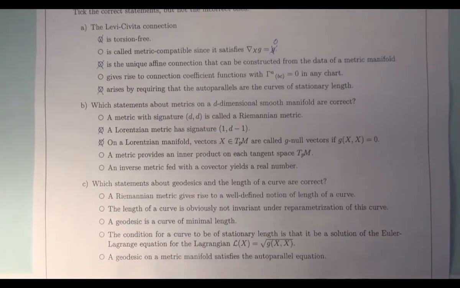An inverse metric fed with a covector yields a real number. That's not true, since an inverse metric eats two covectors, and if you just feed one in, you have one slot left where you can feed in a covector, so it's a (1,0) tensor field.